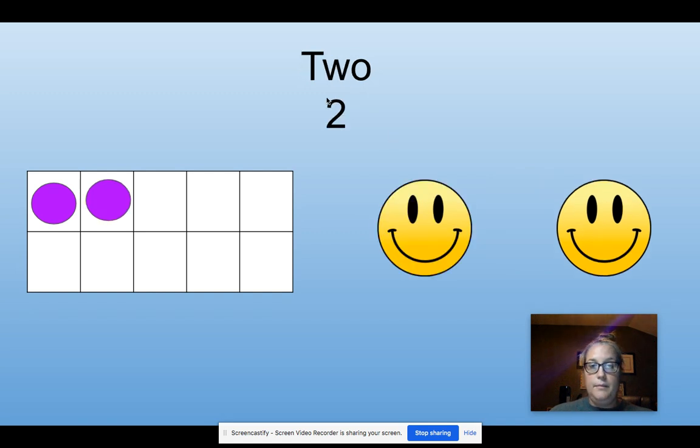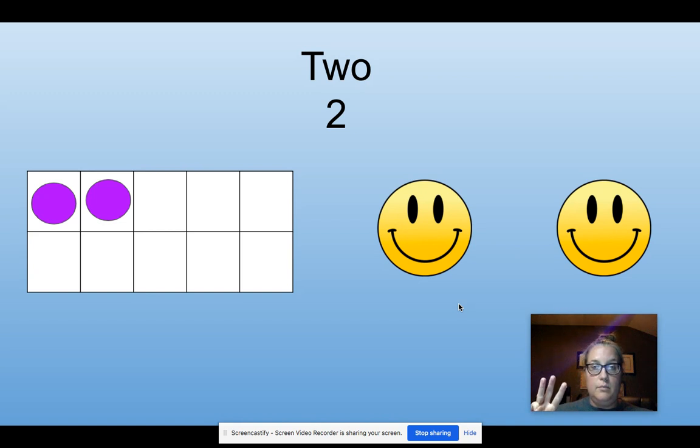So here is the number 2. Remember, here is what it looks like as a word. Here is what it looks like as a number. Here is my 10 frame. This time my 10 frame has 2 circles inside of it. 1, 2. So this 10 frame represents 2. I also could have a picture. So I decided this time I was going to have 2 smiley faces. 1, 2.